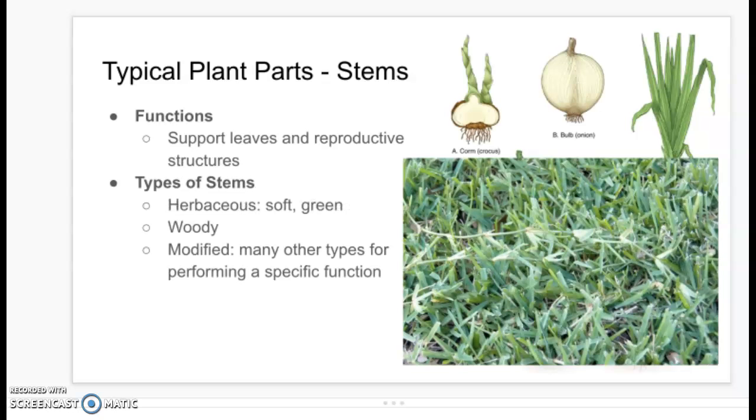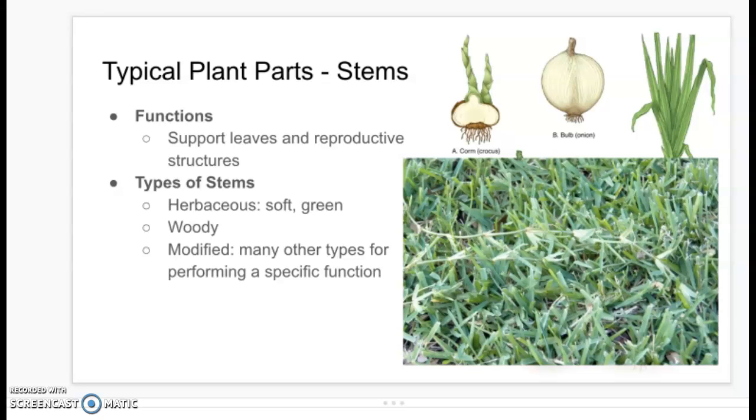The third type of stem is called the modified stem. And basically, modified stems, kind of like the root systems, there's many different kinds of modified stems. So we're going to talk about a couple here. Notice that one of them is an onion. And an onion is basically a bulb, and it is underground. So it's pretty neat that the stem actually grows underground, and then the leaves will pop up on the outside like this.